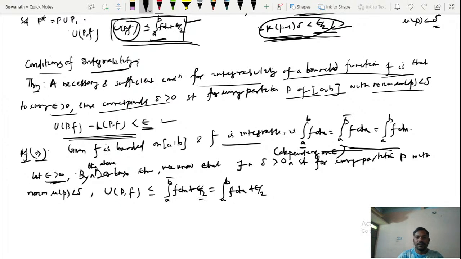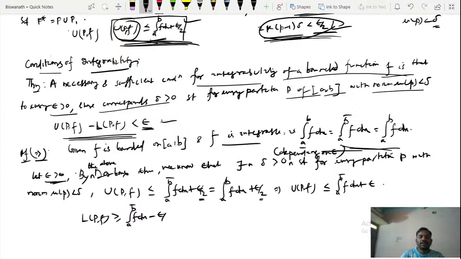So that's why I am taking epsilon by 2, so both are epsilon by 2. So what is the condition we got here? UPF is less than or equal to the upper Darboux integral of f dx plus epsilon by 2. Similarly, for the lower Darboux integral, your LPF will be greater than or equal to the lower Darboux integral of f dx minus epsilon by 2.